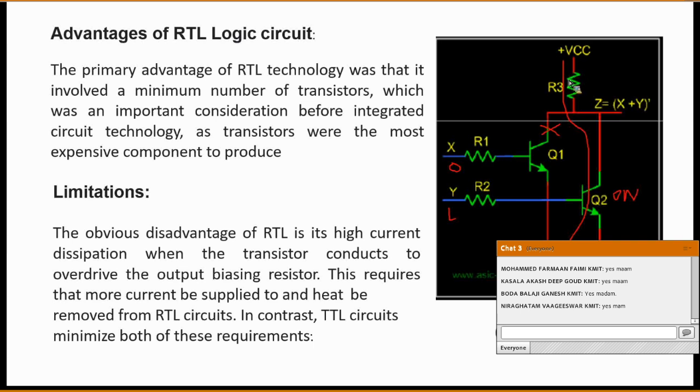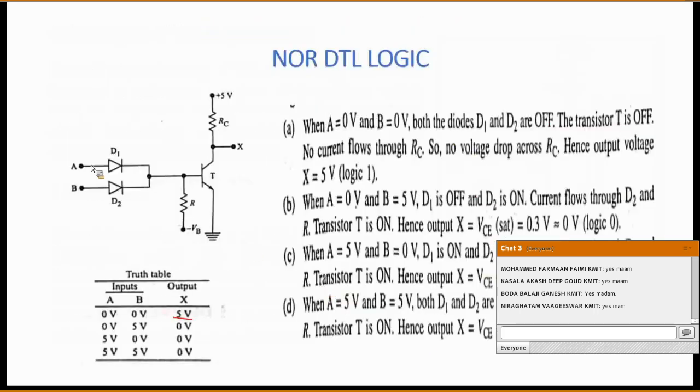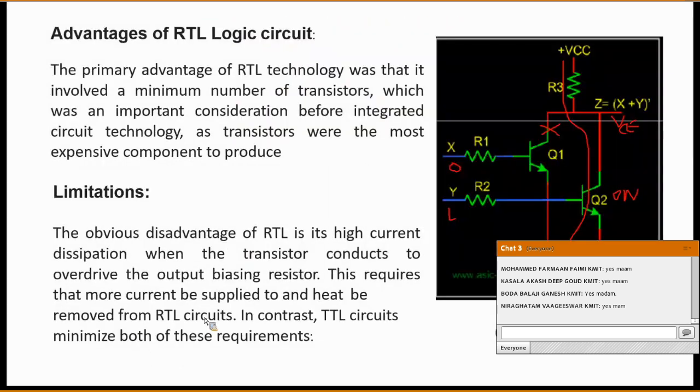So there will be voltage drop across R3, Q2, etc. If the transistor is on and the output is also taken across the collector of Q2, what is its output voltage? VCE SAT, 0.3 volts. VCE SAT means 0.3, which is approximately equal to 0 volts. So for the rest, all three conditions, it is 0 volts.